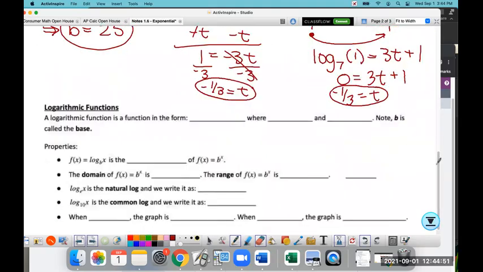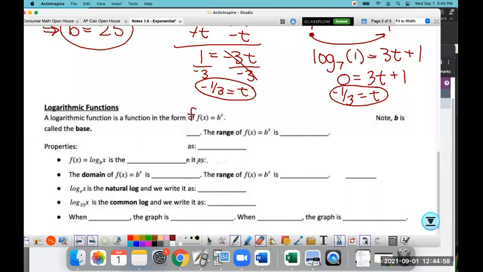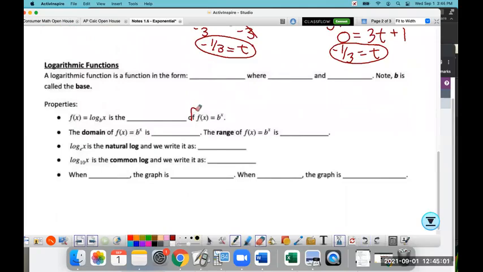Okay, so logarithmic functions. Your basic parent logarithmic function is going to be in the form f of x equals log base b of x, where again, same restrictions as before, b has to be greater than 0 and not equal to 1. All right, so properties for our log function. So log base b is going to be the inverse of b to the x.